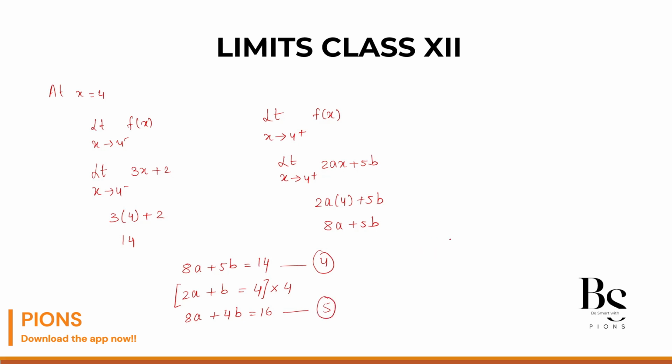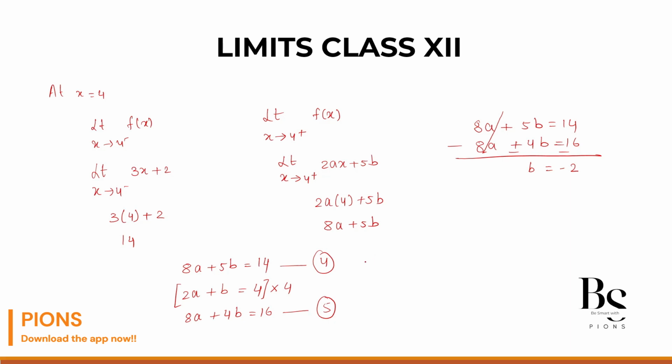Let's subtract 4 and 5. Let me write it over here only so that we get enough space. 8a plus 5b equal to 14, and 8a plus 4b equal to 16. So 14 minus 16, and 5b minus 4b, this will give you how much? b. 14 minus 16 will give you minus 2.